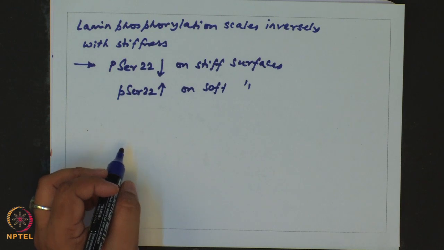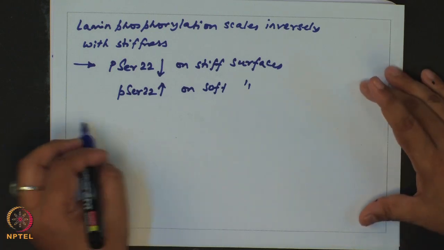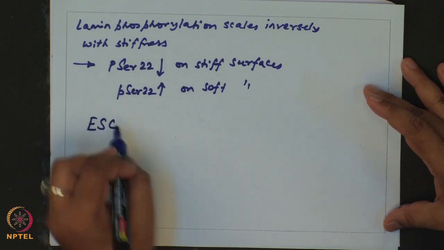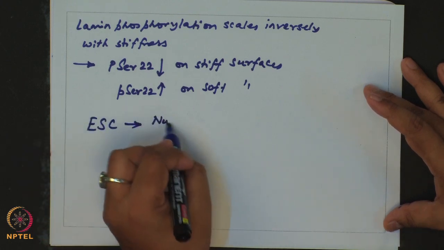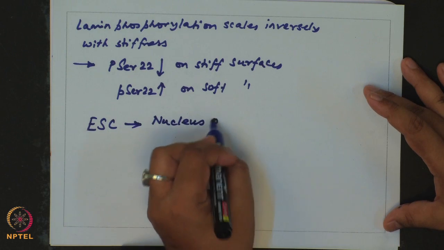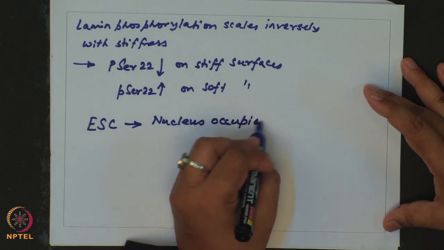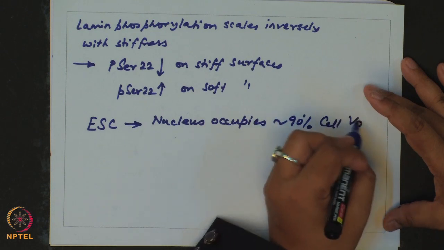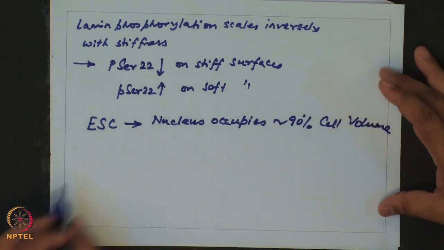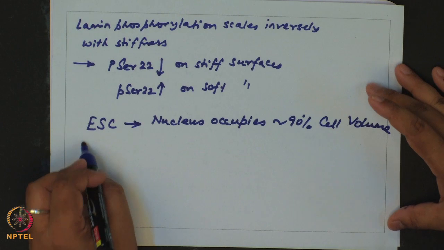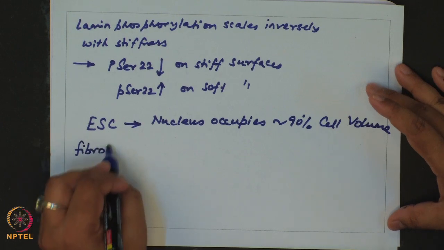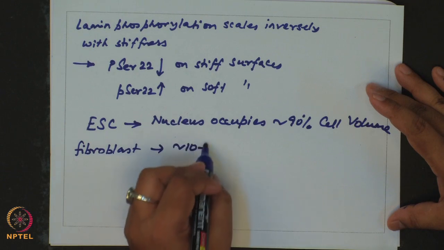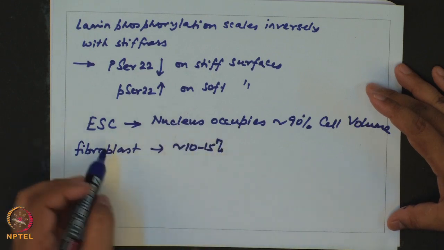So, if you look at the nuclei sizes inside the cell, if you think of an embryonic stem cell, the nucleus occupies nearly 90% of the whole volume, while in a differentiated cell like a fibroblast, this is of the order of 10 to 15%. Okay. You can clearly see.